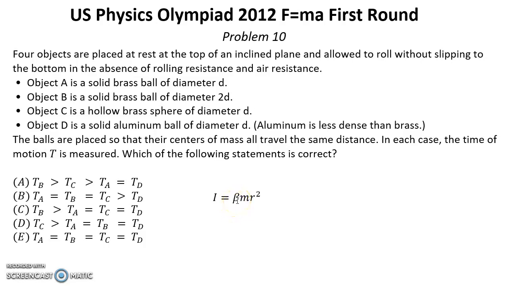If we have a greater beta, we have a greater time, because for more beta more energy goes to rotational motion and less energy goes to translational motion. It means that linear acceleration for such objects will be less. It means that the result is the same for objects A, B and D, and for object C the time will be greater. So that's the answer.